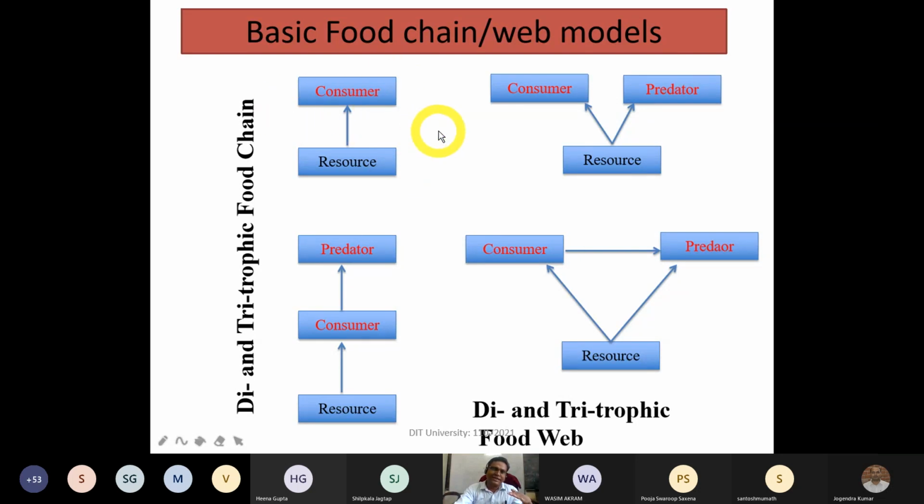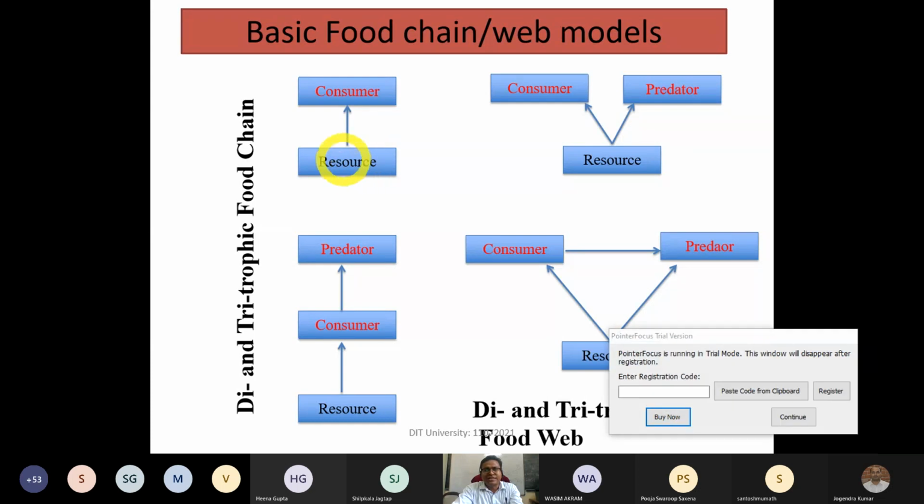And then the first trophic level is called the consumer. Whenever I say trophic level, that means I'm assuming that at that trophic level, the growth of every consumer depends only on the resource, that means the bottom trophic level, and so on. You can change it. So this one is called the food chain because from the resources, energy is going to the consumer, and the consumer's whole growth depends on the resource availability, right?